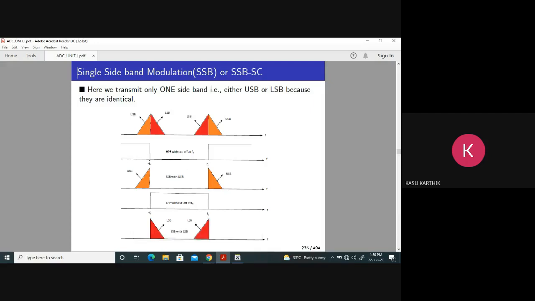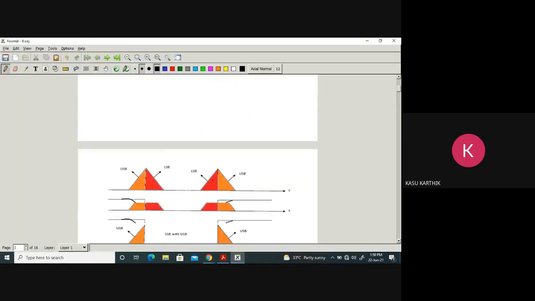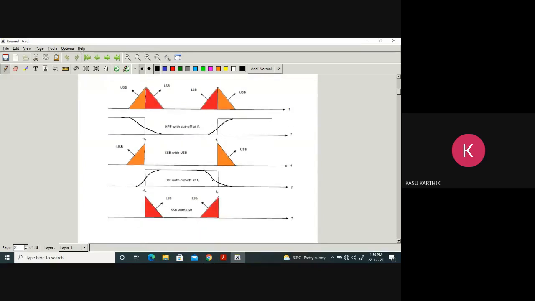But the disadvantage of this technique is we need sharp filters with a sharp cutoff frequency. Suppose the filters are not sharp, which means they have some transition bands, something like this. If the filters are practical filters, they don't have sharp cutoff frequencies like this, but instead they have gradual roll-offs.